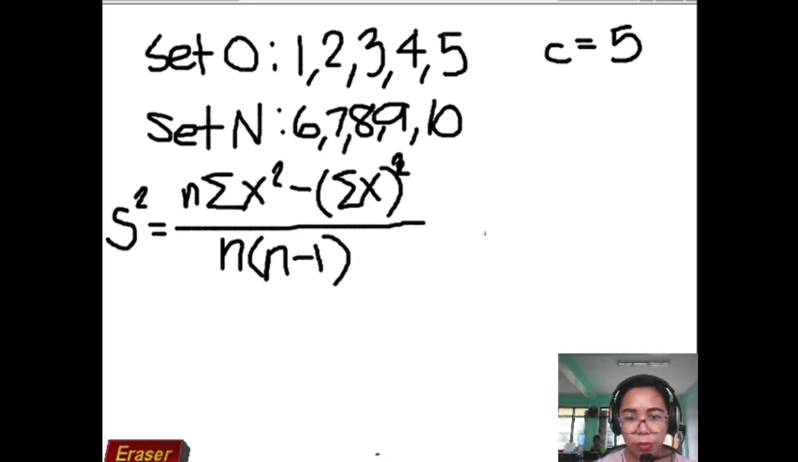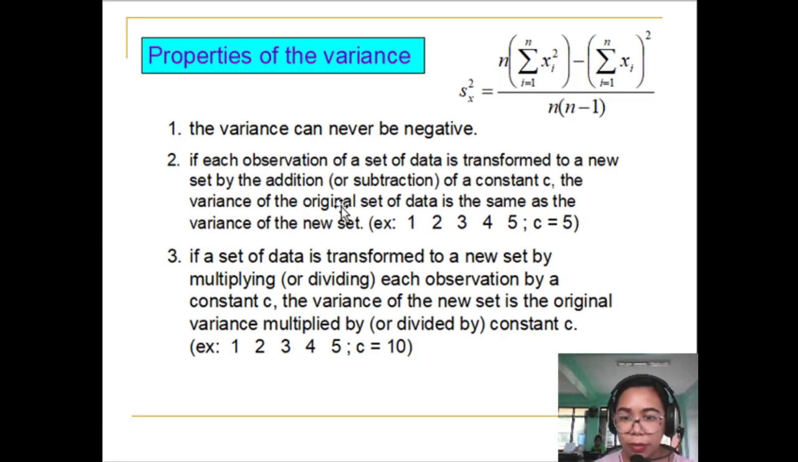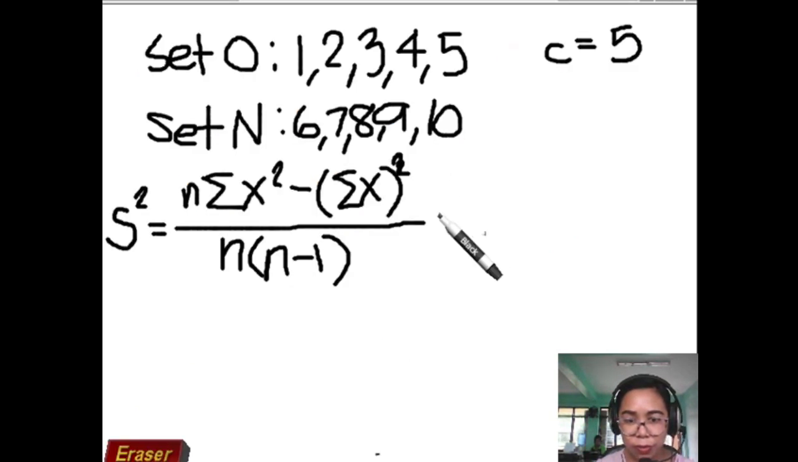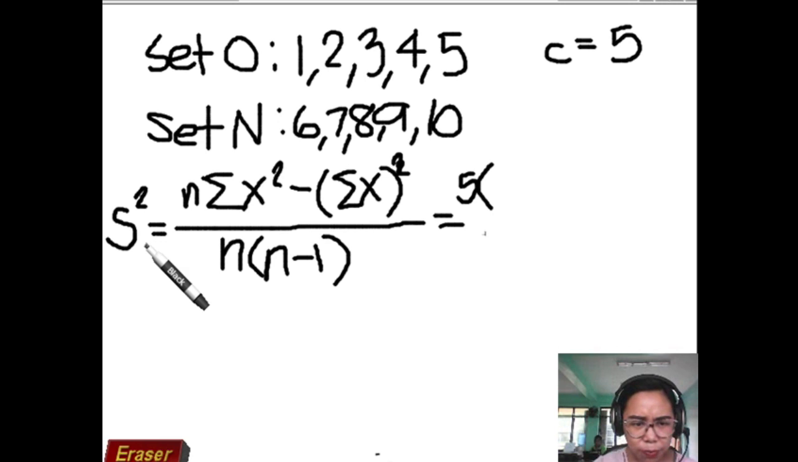Okay, so this is the formula. We have the sum of x squared times n minus the sum of x quantity raised to 2. Our n is 5. We multiply it with the square of each value. So let us first calculate the variance of the original set.